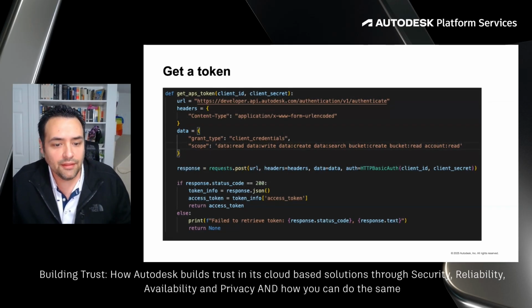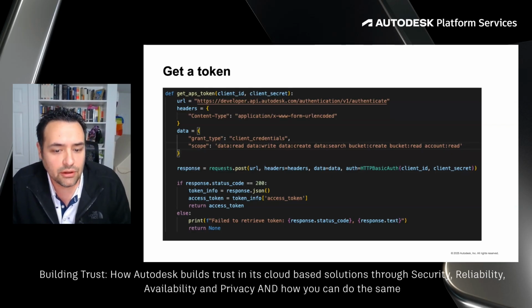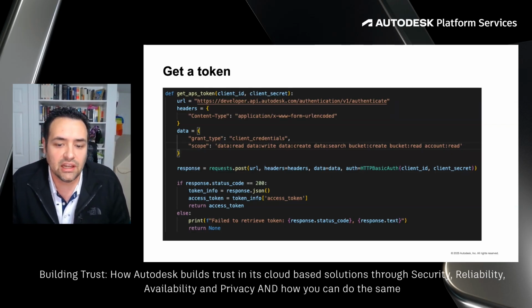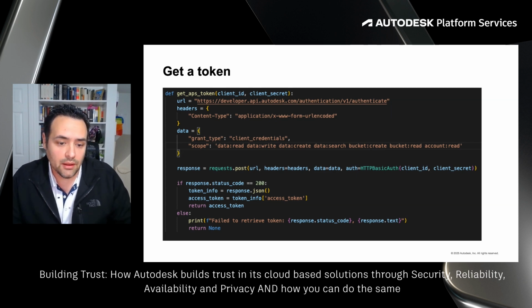So here we have the actual definition of our getAPSToken function. It calls the authenticate API using basic HTTP authentication. Now, for the sake of simplicity, I'm using a 2-legged token as opposed to a 3-legged token. So after calling the post endpoint that you see here in the response equals line, it parses the response for the actual token and returns it to the caller.